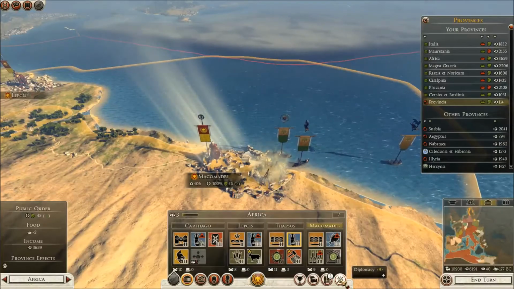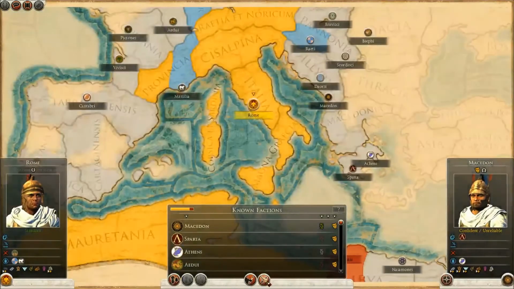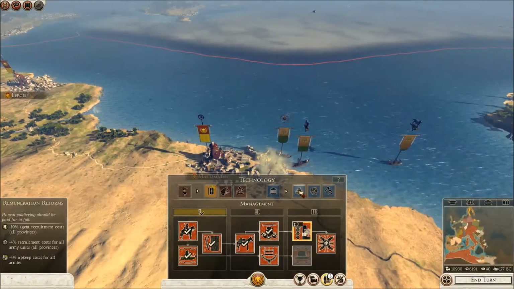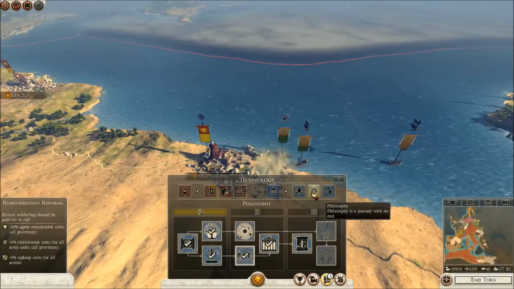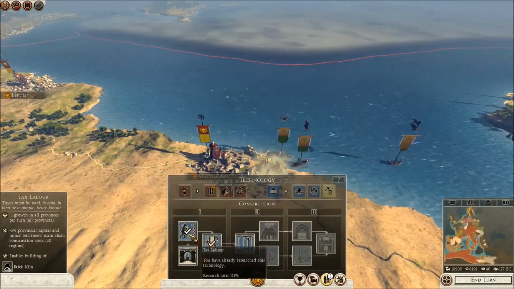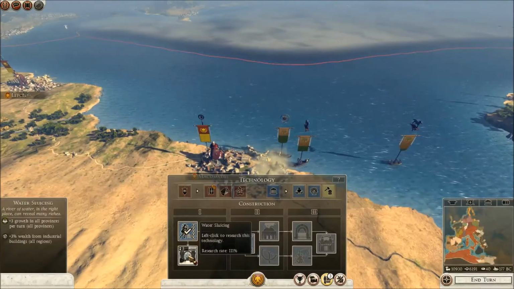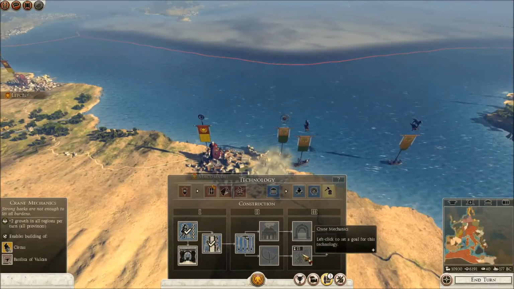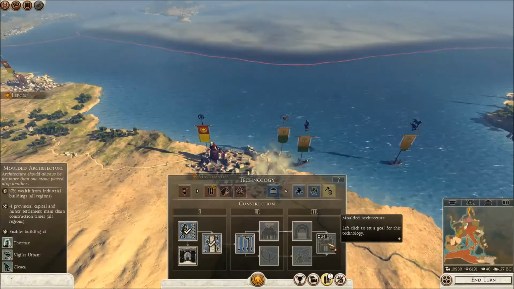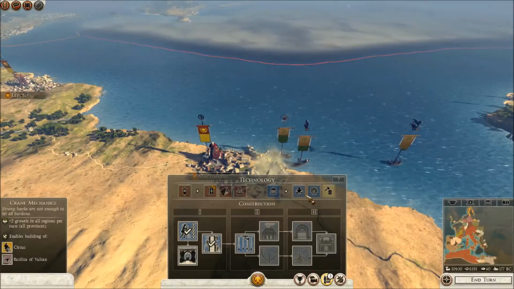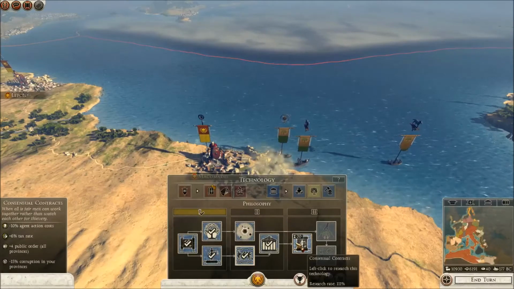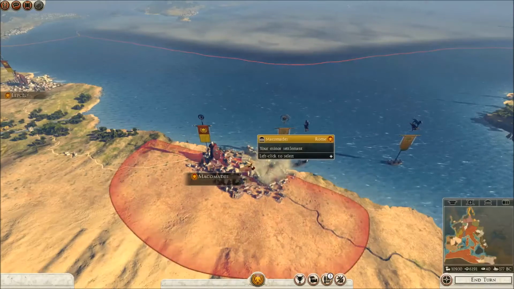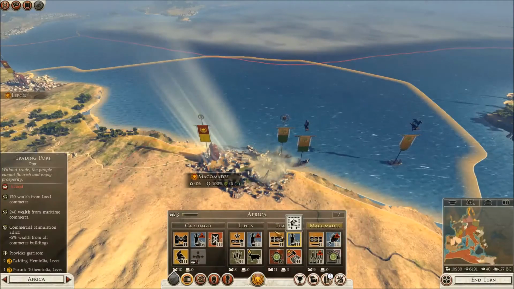Technologies, there are various technologies you can research. Oop, wrong one. Sorry about that. Here we go. Technologies that influence your population growth. That's mainly going to be this one right here, this one right here, and there's one, here's one, and looks like that's pretty much it in that tree. But they're all going to fall under economic technology for the most part. But there are some technologies you can research to increase your growth rate.